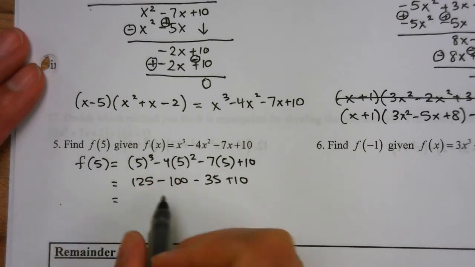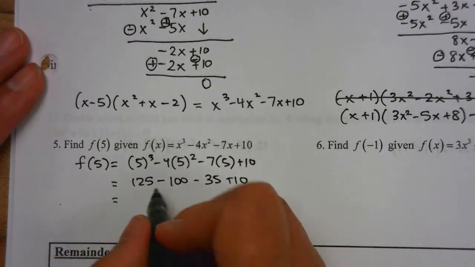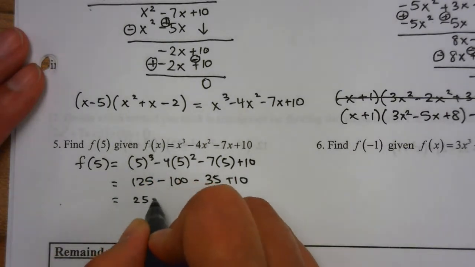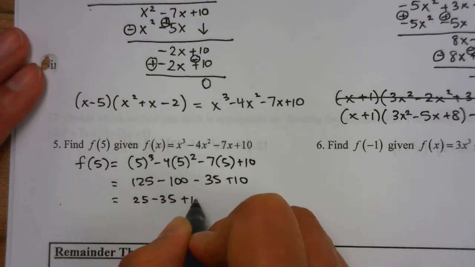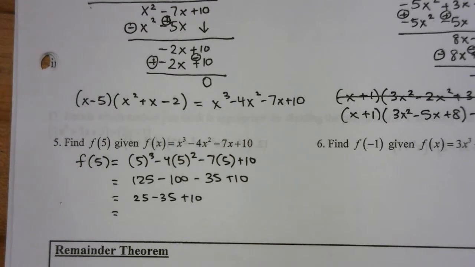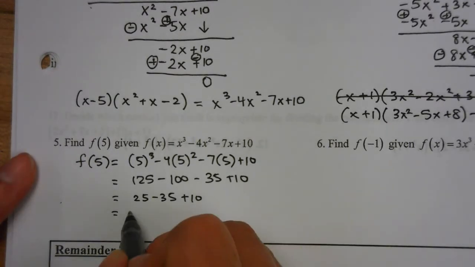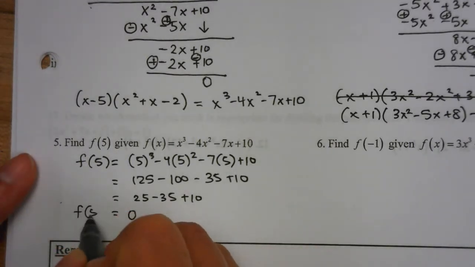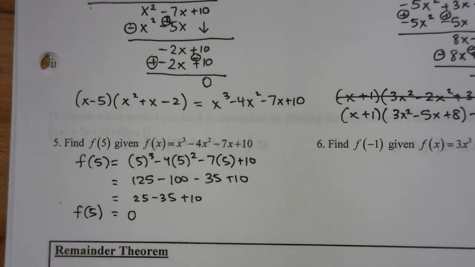as I start to combine like terms, 125 minus 100 is going to give me 25. I need to subtract 35 from that and then add 10. That 25 minus 35 is going to give me a negative 10, and I'm going to add 10 to it to get 0. So I get f of 5 is equal to 0. That means that the factor of x minus 5 is indeed a factor of what I was trying to divide by.